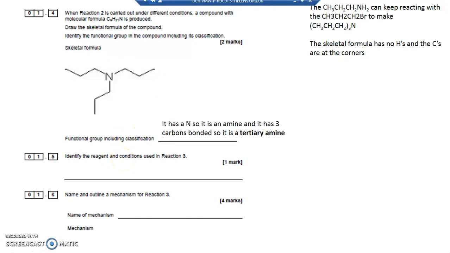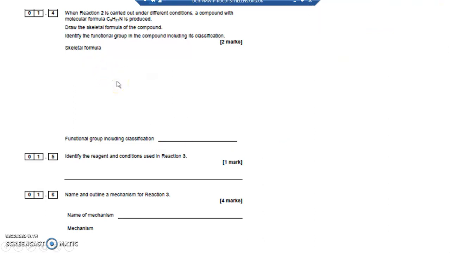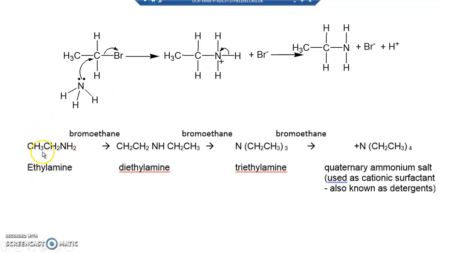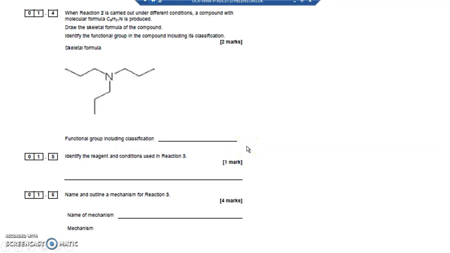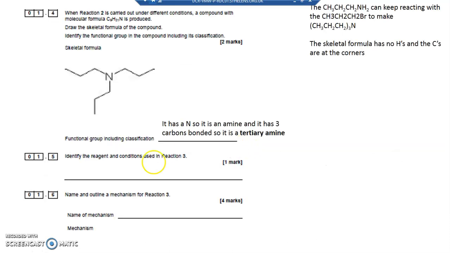Functional group including classification. It's got an N, so it's an amine. It's not an amide. An amide has an N bonded to a C double bond O. It's an amine, and it has 3 carbons bonded to the N, so it's a tertiary amine. So if we go back here, we've got a primary amine with 1 C bonded to the N. We've got a secondary amine with 2 C's bonded to the N, and we've got a tertiary amine with 3 C's bonded to the N. So it's a tertiary amine.